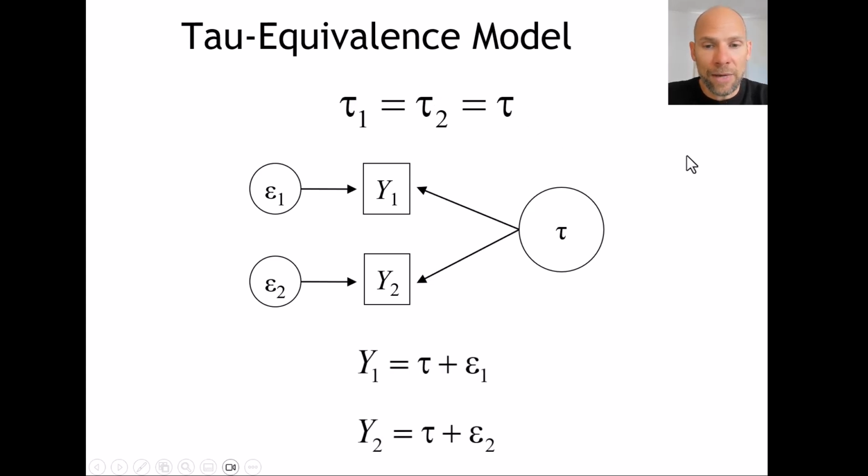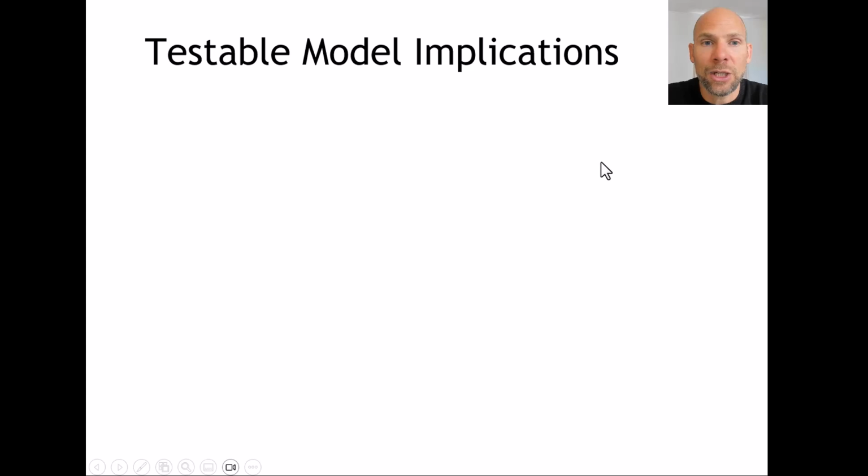And our measurement equations look the same as in the parallel model, or strictly parallel model, I should say. However, the error variance parameters, which are not explicitly shown here, are now allowed to differ between variables. So the variance of epsilon 1 can now be different from the variance of epsilon 2. And so this then also leads to a reduction in the number of testable implications of this model.